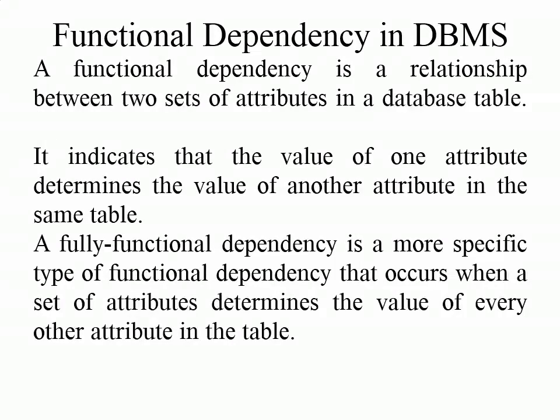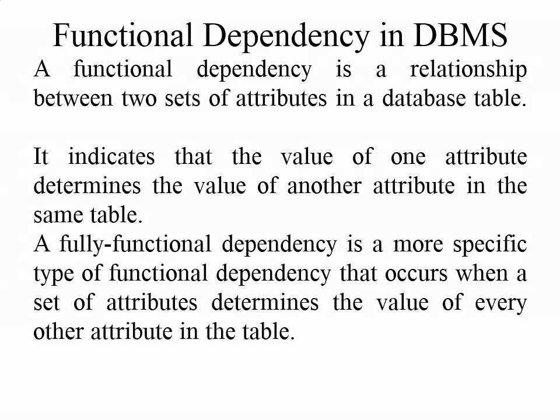The next topic will be functional dependency in RDBMS. Functional dependency means one attribute is dependent on the other. A functional dependency is a relationship between two attributes in a database table, which indicates that the value of one attribute determines the value of another attribute in the same table. A fully functional dependency is a more specific type of functional dependency that occurs when a set of attributes determines the value of every other attribute in the table.